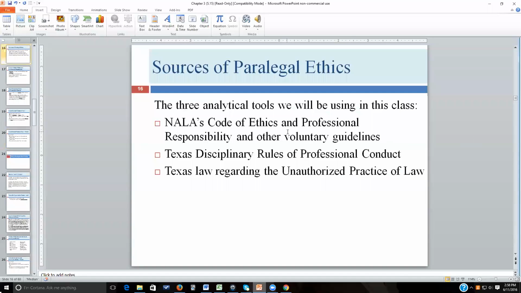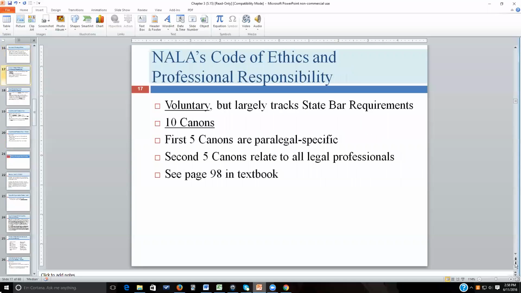We are, for the rest of the lecture, going to talk about the NALA's 10 canons of professional responsibility, the Texas Disciplinary Rules of Professional Conduct, and also the Texas criminal laws regarding the unauthorized practice of law. So let's first of all talk about that first category, NALA's Code of Ethics and Professional Responsibility.